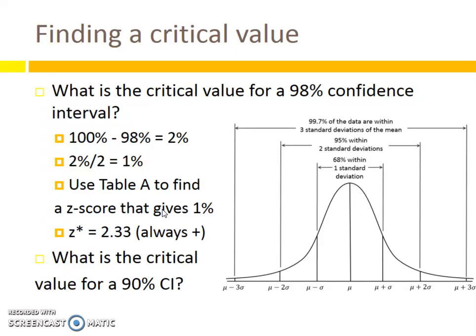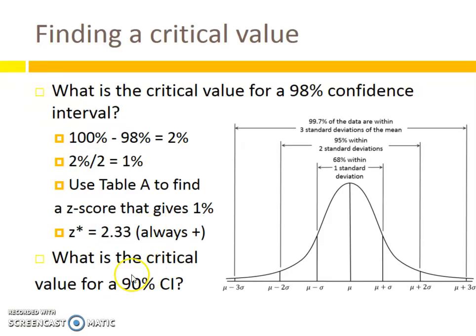0.01. I actually want you to take a moment and figure out what that would be. Actually, no, it's right here. Sorry. It's 2.33. And we always use the positive, right? Even though it's negative on our table, we're going to use the positive version only, because that's how many standard deviations away we would have to go.